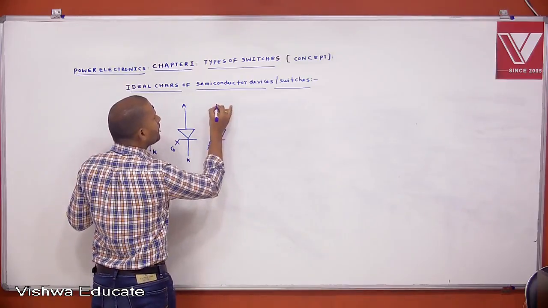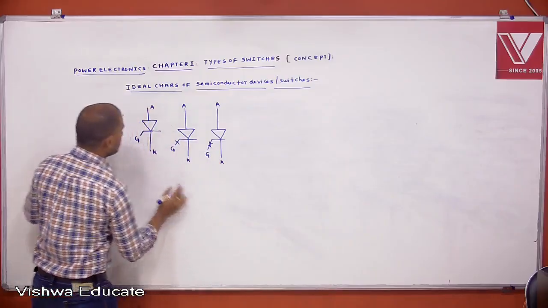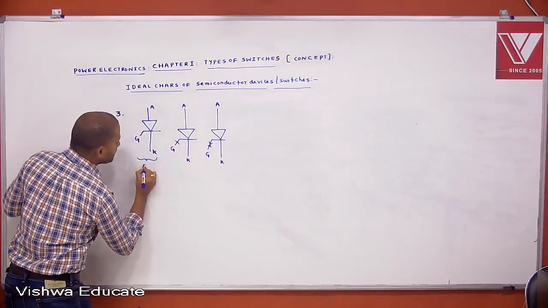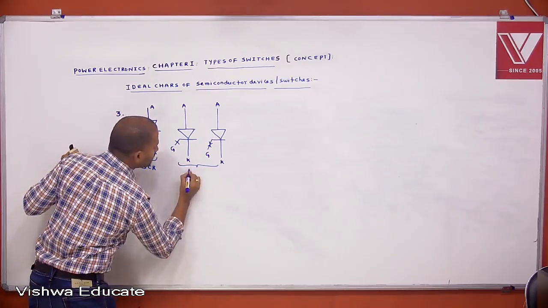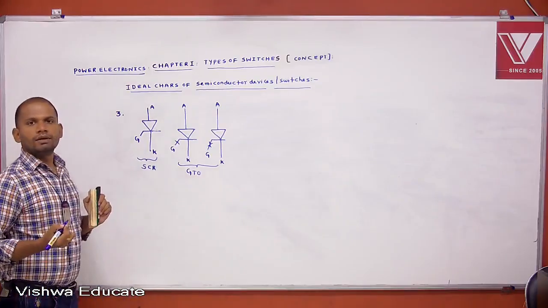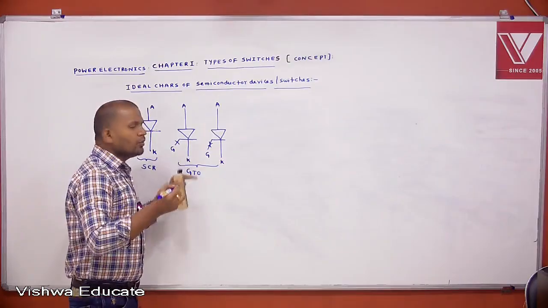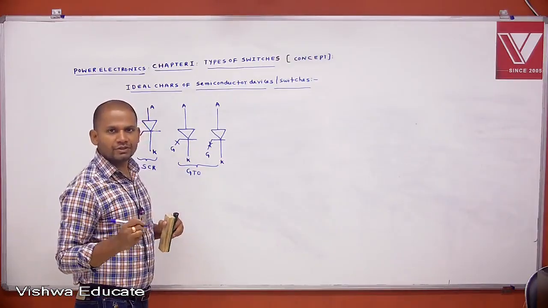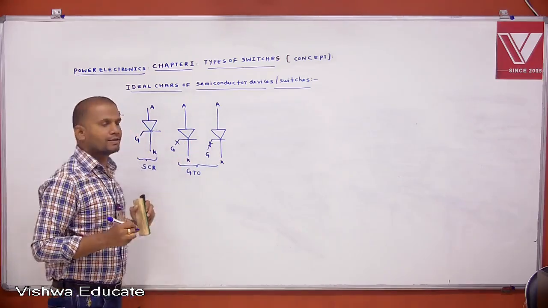This is anode, cathode, gate. This is SCR and this one is for GTO, gate turn-off thyristors. In detail about this SCR and GTO I will explain in the next sessions. But here I am explaining the concept of how to draw the ideal characteristics.